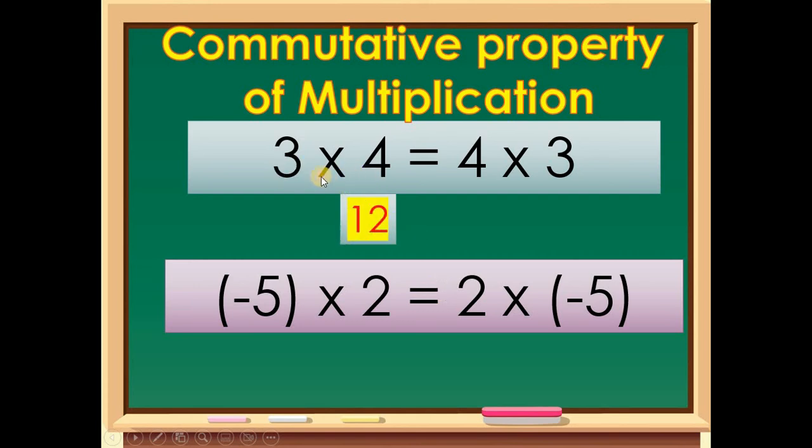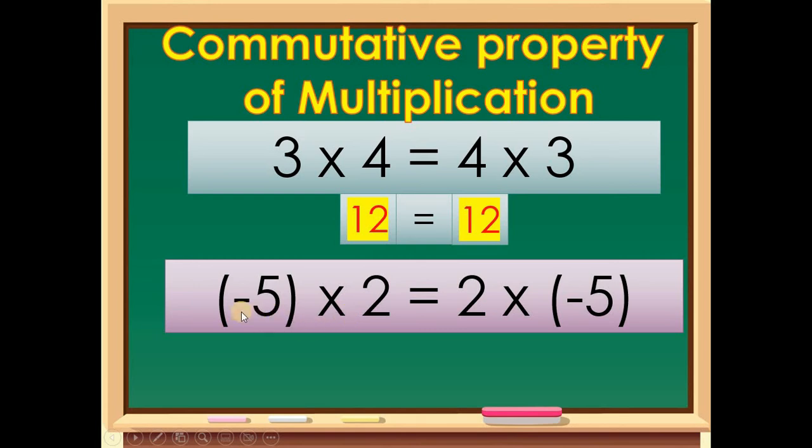Okay, unahin natin ito. 3 times 4 is 12, while this one, 4 times 3 is also 12. So therefore, this is a legit example of commutative property. Dahil kahit baliktarin mo yung mga factors, hindi magbabago ang kanilang product.